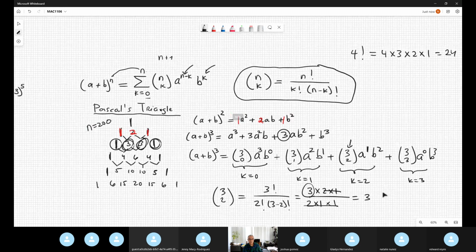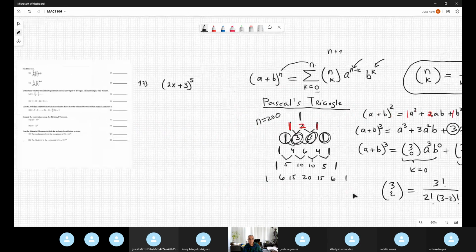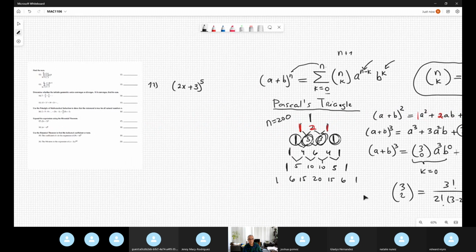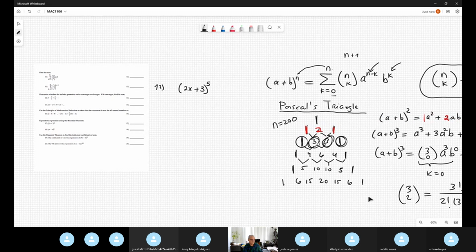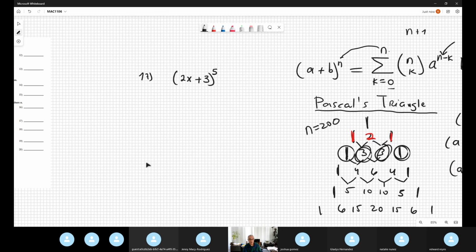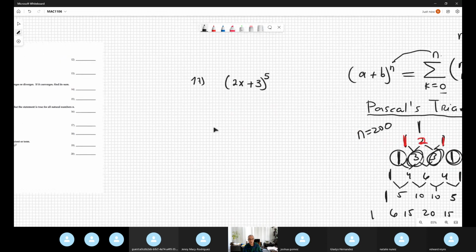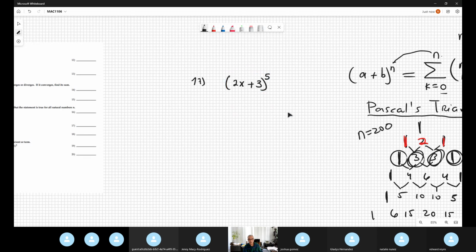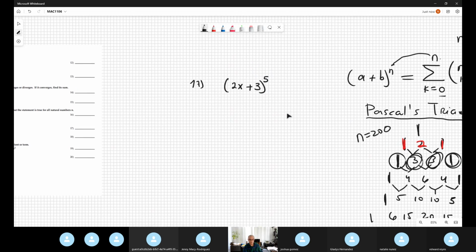More clear now? No? Confusing? Okay, let's do it. Let's do it in an example. And the example maybe clarifies the idea. Suppose (2x plus 3) to the 5th power. And you need to expand everything.